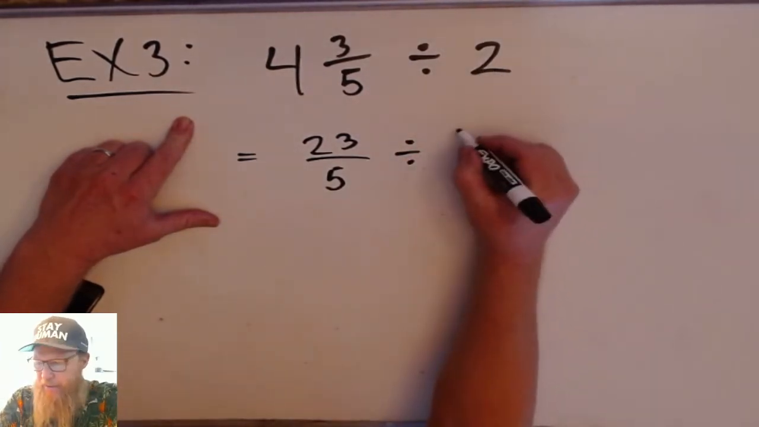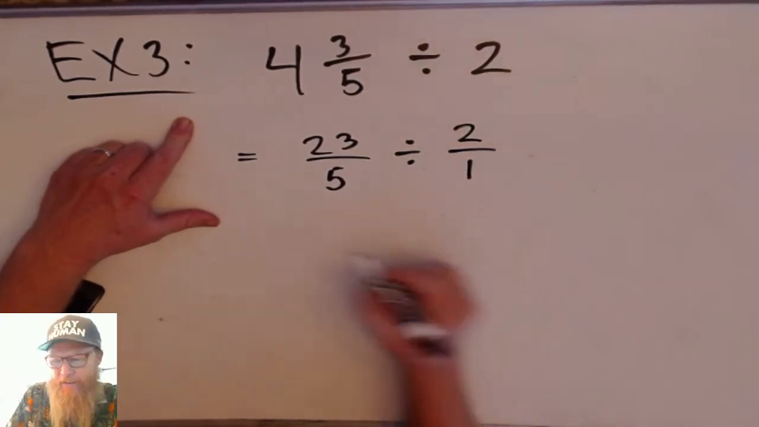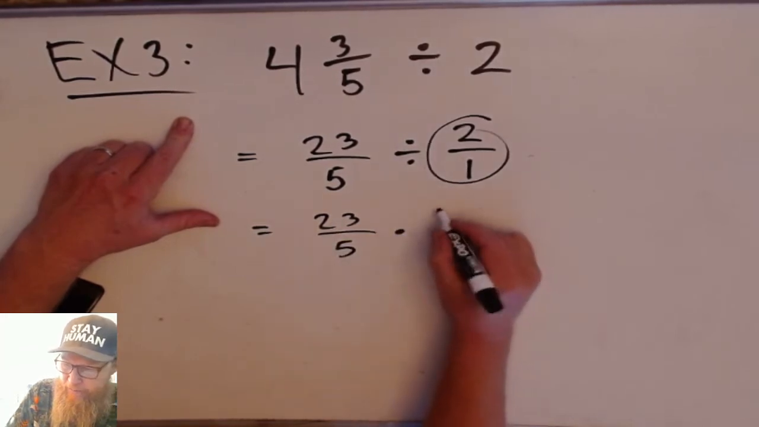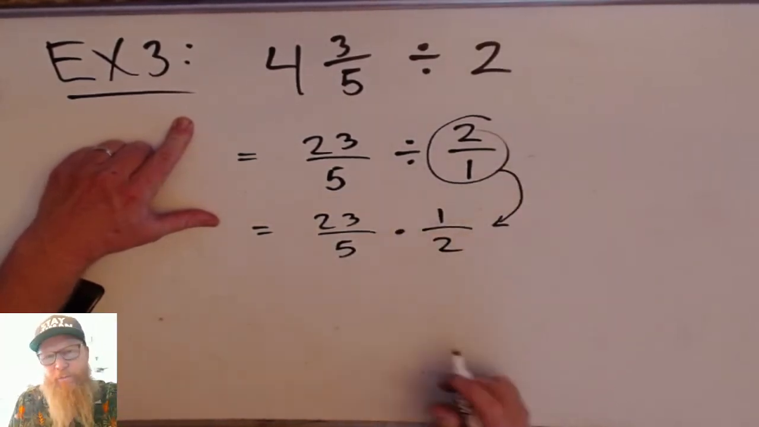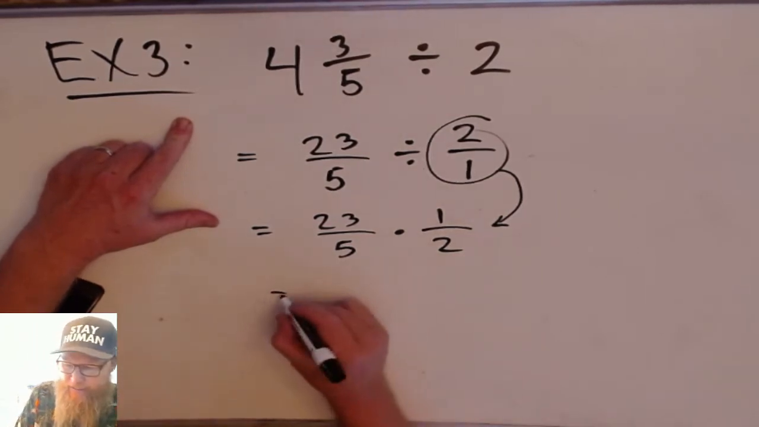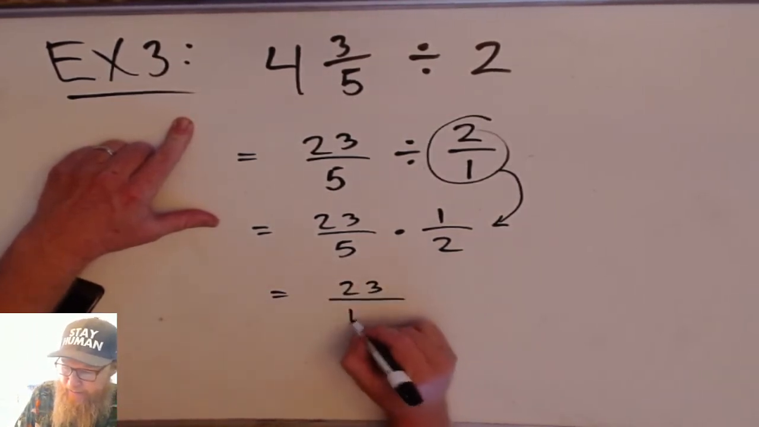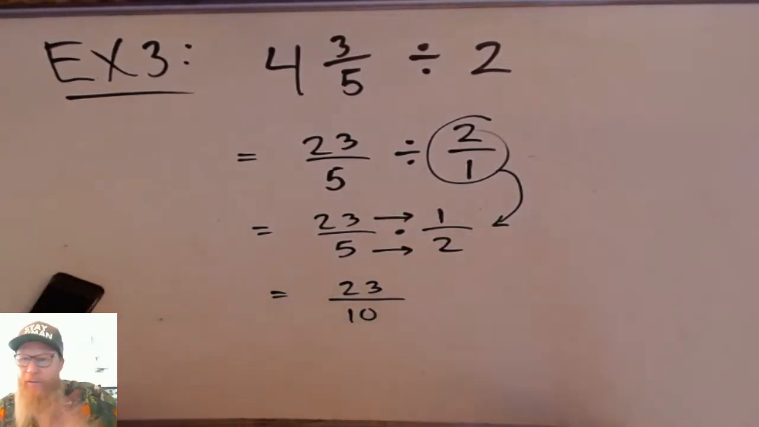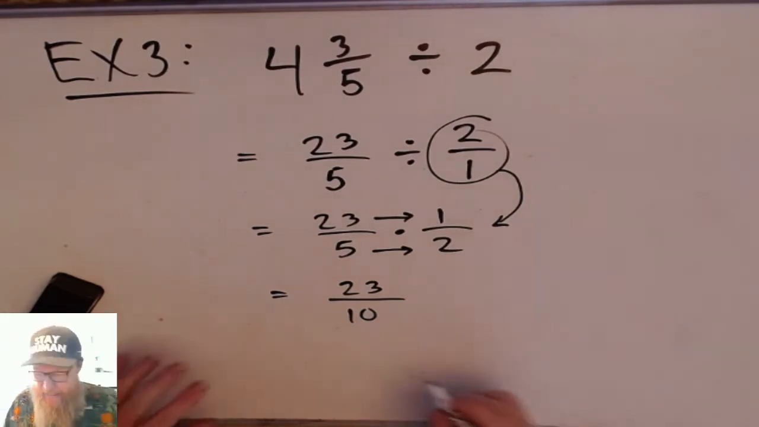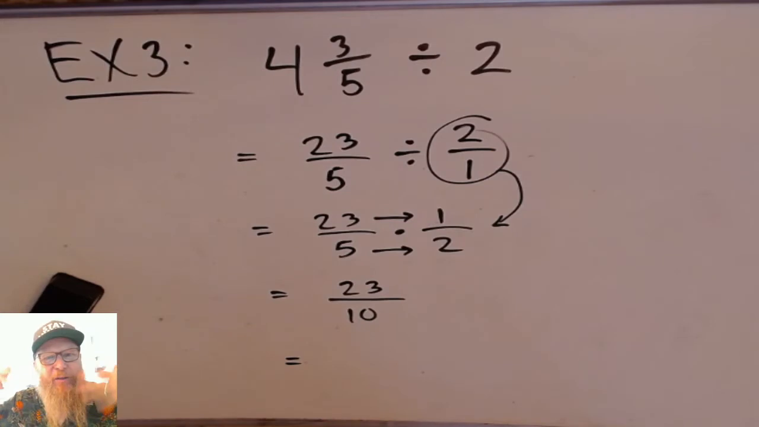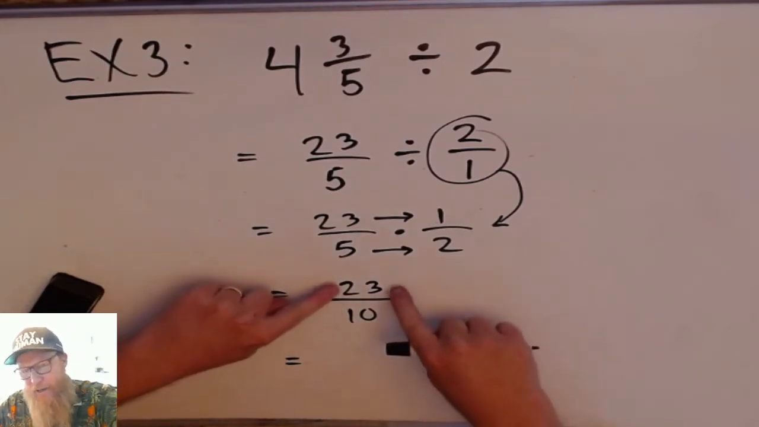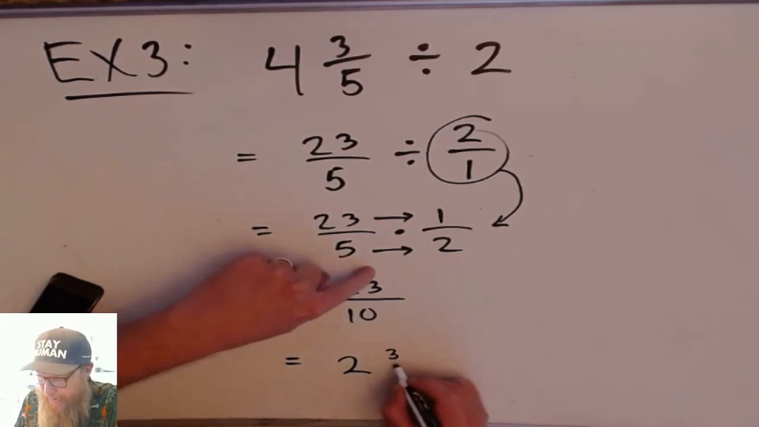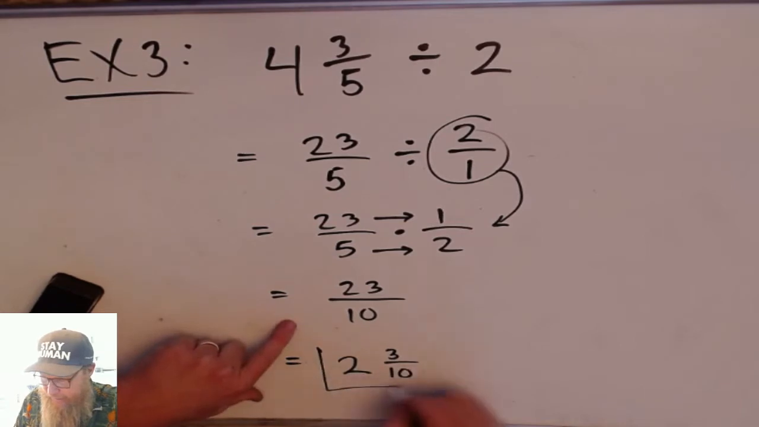Keep it as divided by for a second. Then flip. 2 over 1 becomes 1/2. Then multiply straight across. It's not reducible, so I'm just leaving it as 23 over 10. And then finally, let's do this whole thing mentally. 10 goes into 23 2 times with a remainder of 3 and a divisor of 10. 2 3/10.